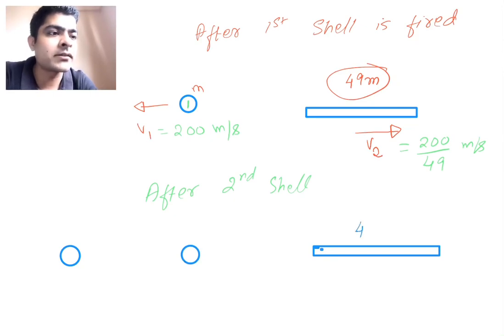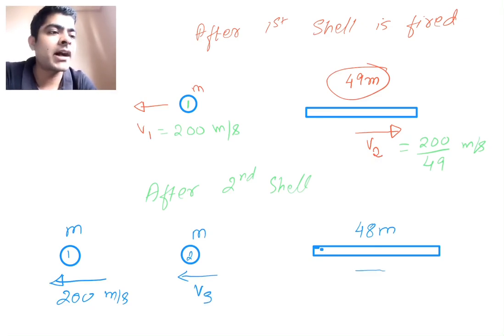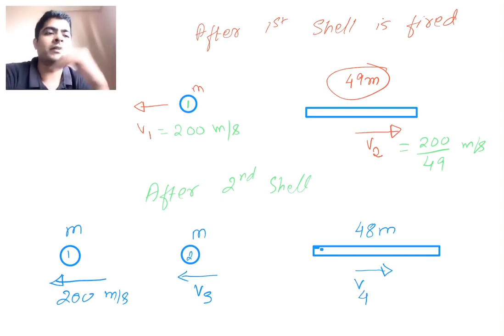The car will now have mass 48 m. The second shell has mass m and the first shell has mass m. The first shell has velocity 200 meters per second backwards. The second shell has velocity v3 backwards, correct? And the car now has velocity v4 in the forward direction.